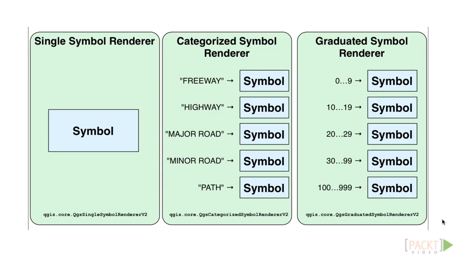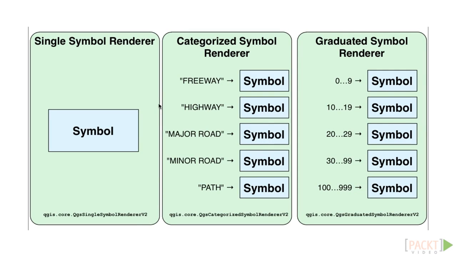In the simplest case, every feature is drawn using a single symbol. This is done using the single symbol renderer, which is represented by the QGIS.core.QGIS single symbol renderer v2 class. Now don't worry about this v2 business here. That's just there to maintain backward compatibility with some old code.